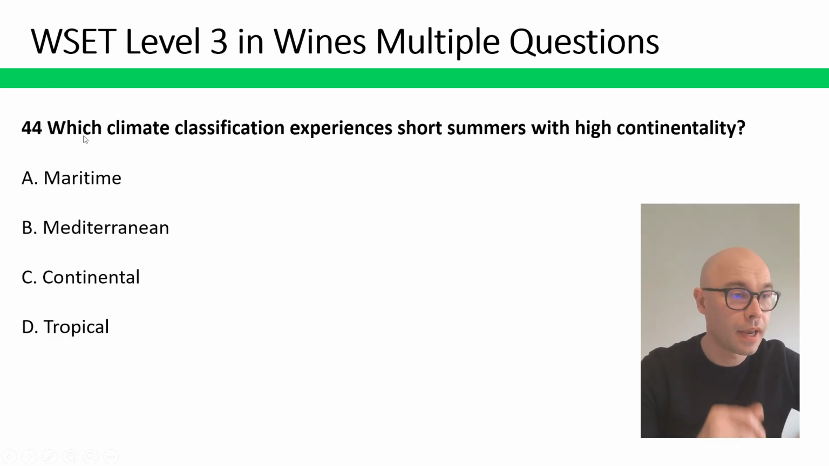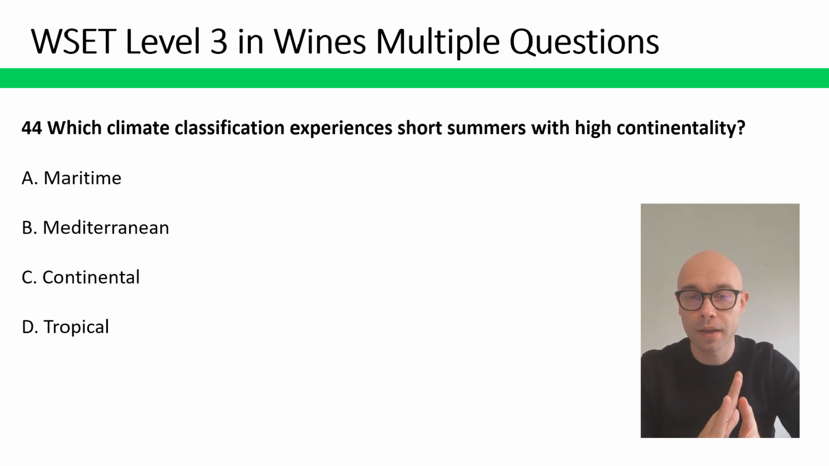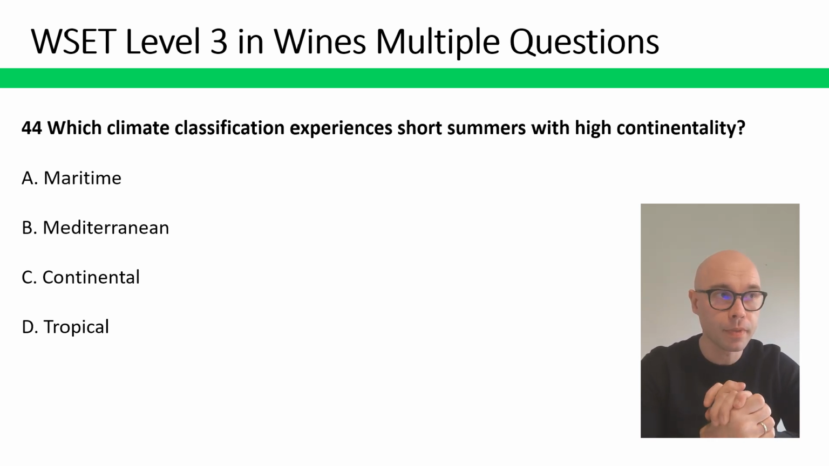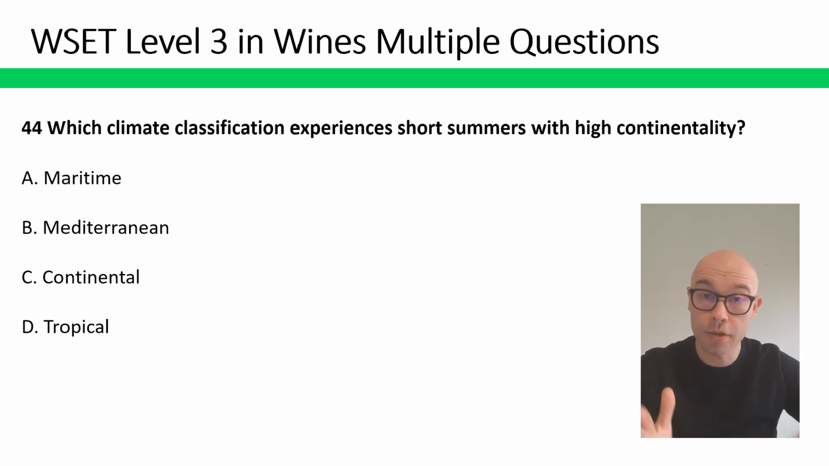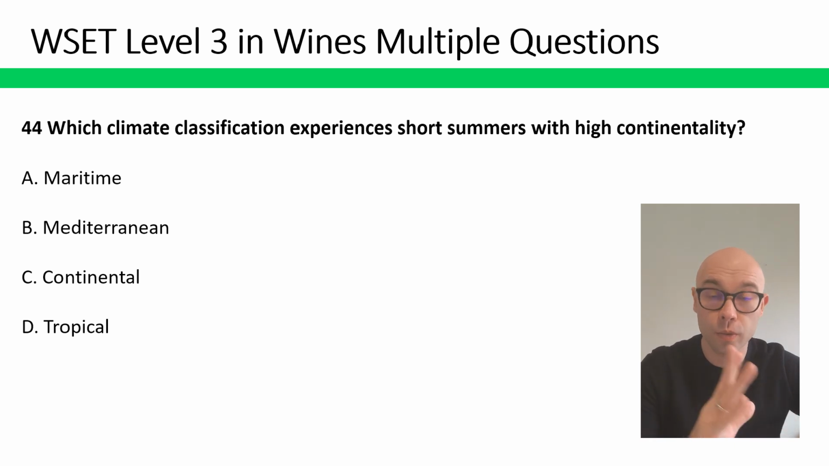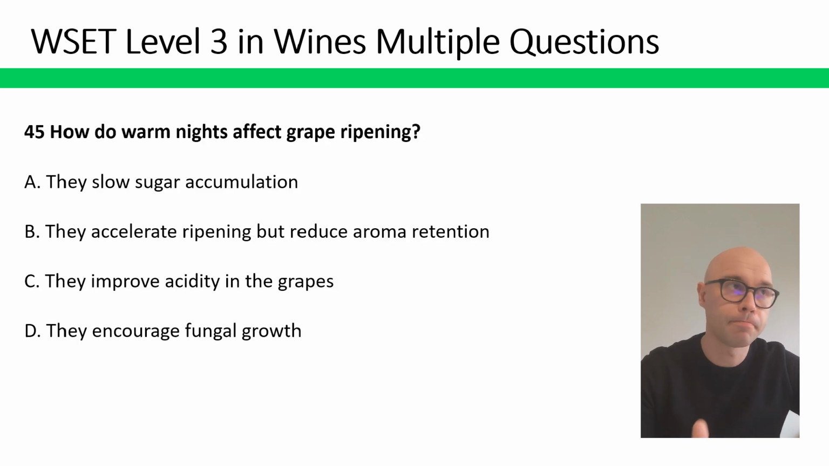Which climate classification experiences short summers with high continentality? Maritime, Mediterranean, continental, tropical. The correct answer is C, continental. So continental, like Burgundy, has very warm summers, very cold winters, and there's a very quick temperature change between summer and winter, which makes the growing season shorter.